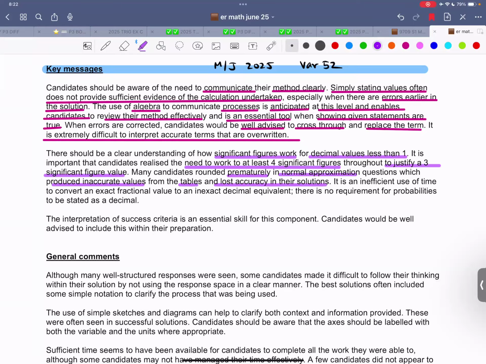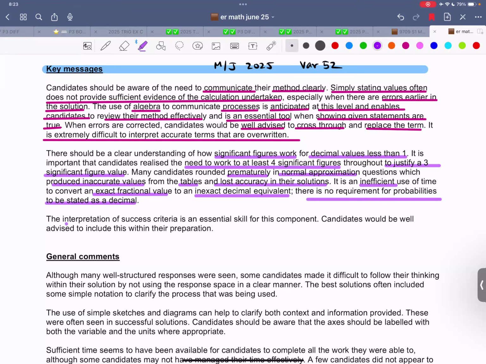There are no half marks. You lose accuracy, you lose 1 mark. The complete paper is just about 50 marks, so you don't have any margin of losing marks. It is an inefficient use of time to convert an exact fractional value to an inexact decimal equivalent. Some people just have a fear of fractions. I don't know why. Maybe they're not taught the proper way, or maybe they think that decimals are supreme, decimals are exact. Not all decimals are exact, but definitely all fractions are exact. There is no requirement for the probabilities to be stated as decimals. That means that if it's coming out to be a fraction, write it as a fraction.